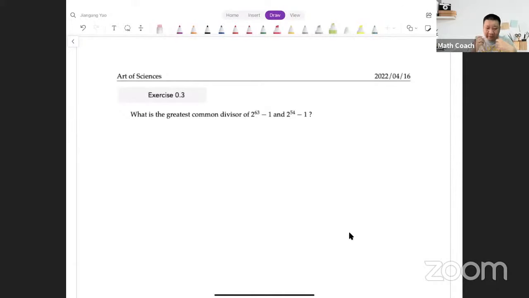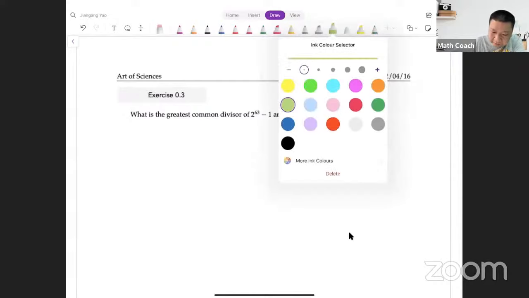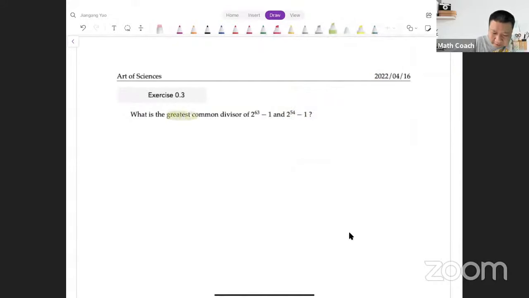Okay, so for this question, of course, this is kind of a standard type. The question is to calculate what? The question is to calculate the greatest common divisor, right? To calculate the GCD. So how to deal with the GCD?